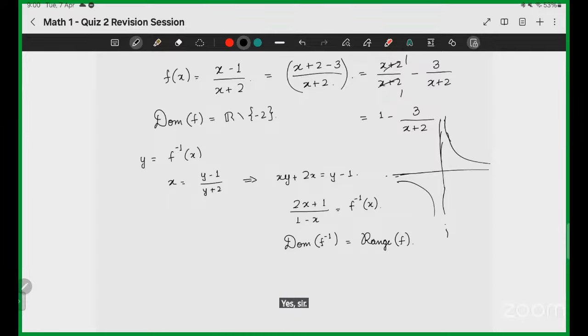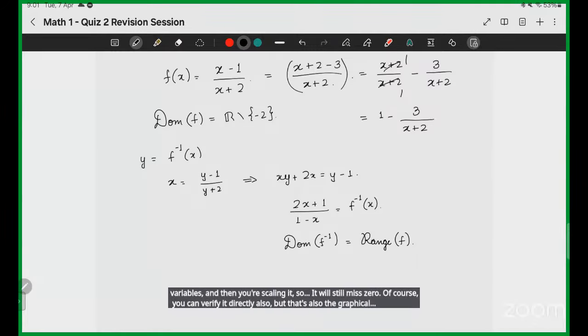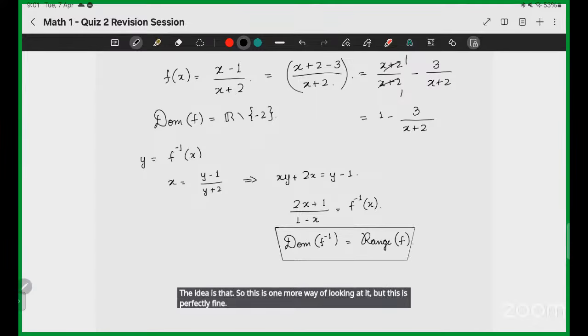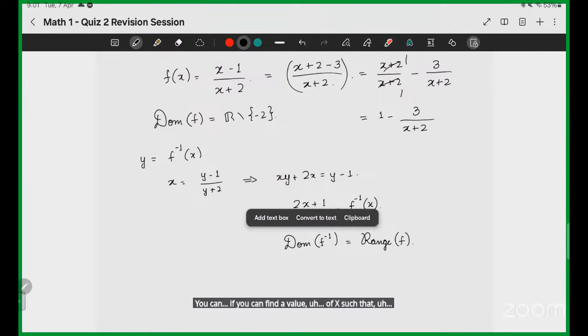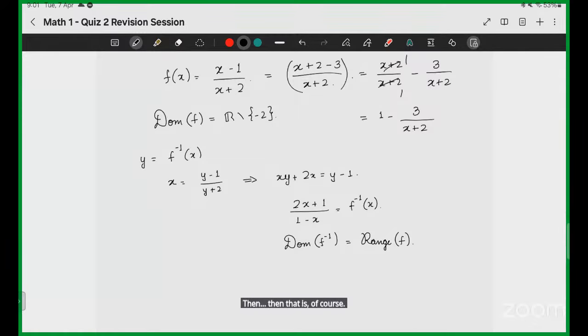So 3 by x plus 2 is very similar. You're just shifting the input variable, and then you're scaling it. So it will still miss 0. Of course, you can verify it directly also, but the graphical idea is that. So this is one more way of looking at it, but this is perfectly fine. If you can find a value of x such that f inverse of x happens to be a real number, then that is of course in the range. So this is okay.